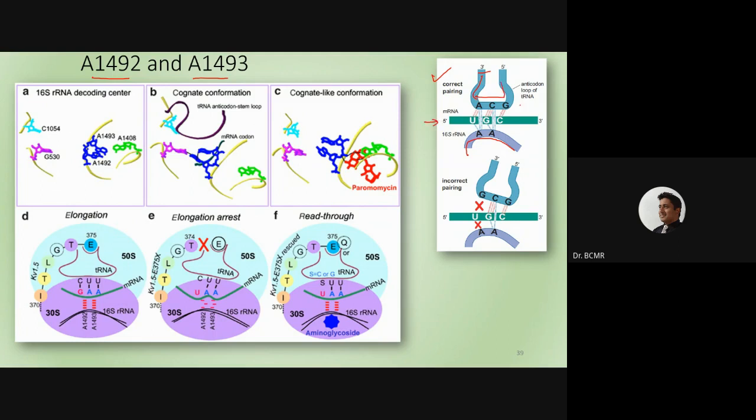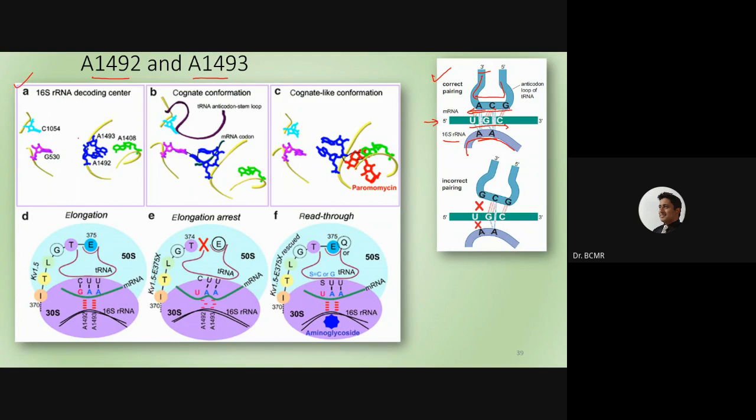GCA is the anticodon, and you have UGC, that is the codon. They are a perfect match, so no problems. And there are two adenine molecules within 16S rRNA. Their numbering is A1492 and A1493. That is the position of those bases in 16S rRNA.